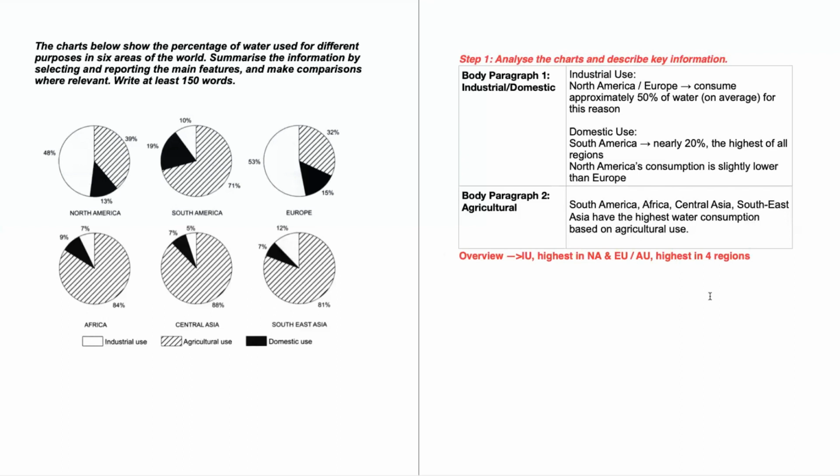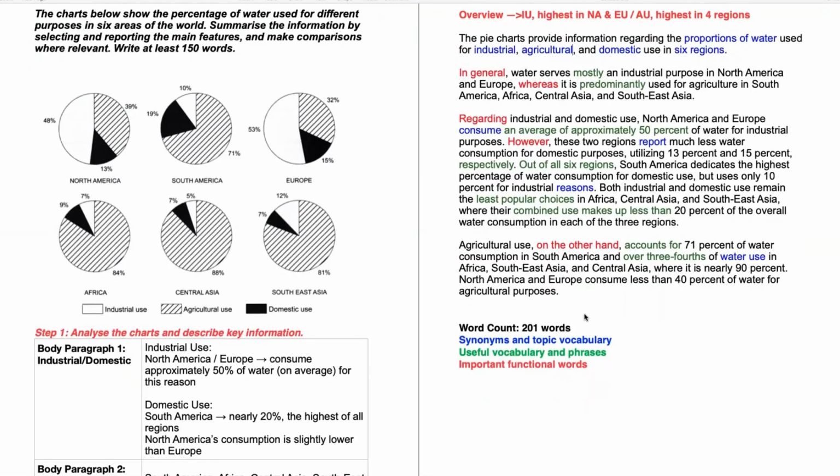Okay, so this is the preparation work. Now I'm going to show you the color-coded essay and we'll read it together. Okay, and here we are. So we've got our color-coded essay. I'm going to start with the introduction that's been paraphrased. It says, the pie charts provide information regarding the proportions of water used for industrial, agricultural, and domestic use in 6 regions. Now, I've said proportions of water rather than percentage of water, and we see industrial, agricultural, domestic. I've taken that right from the key here, even though it wasn't in our prompt. That's fine. And instead of saying 6 areas of the world, I've said 6 regions.